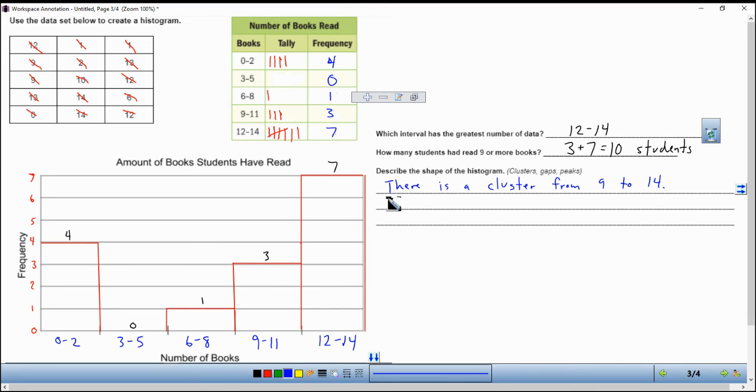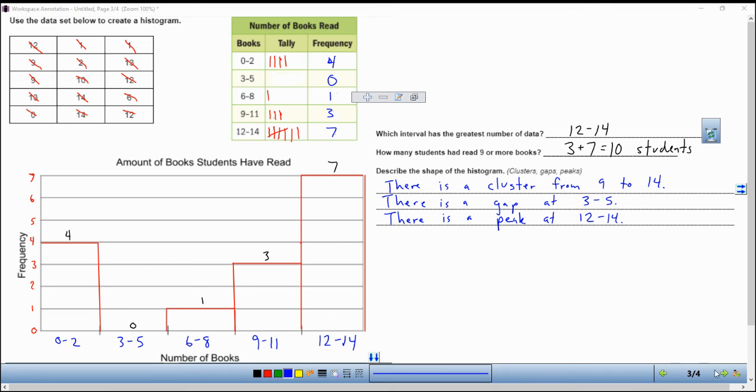Okay, the gaps. Yes, there's a gap here. There is a gap at 3 to 5. That interval is a gap. Peaks. Yes, there is a peak at 12 to 14. So we have gaps, clusters, peaks, and that is the end of the histogram.